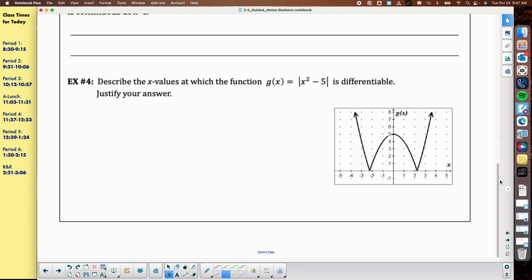Okay, describe the x values at which the function is differentiable. Justify your answer. Okay, let's actually roll.